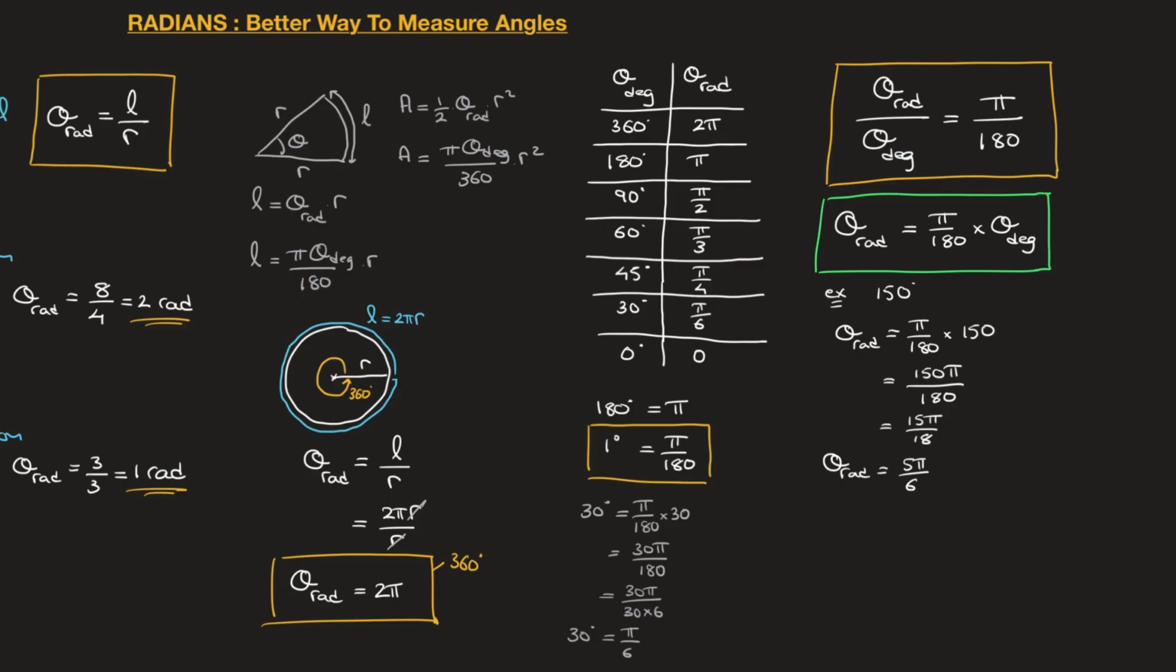And we're done. We've just converted 150 degrees into radians. And in fact, I could write a little RAD here for radians. Here's another example.